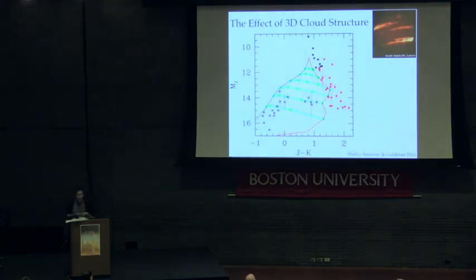Another property that can contribute to the scatter seen in the color magnitude diagram is 3D cloud structure. So if these objects do indeed exhibit patchy 3D cloud structure, then the addition of some clear regions will likely shift these colors towards the blue.